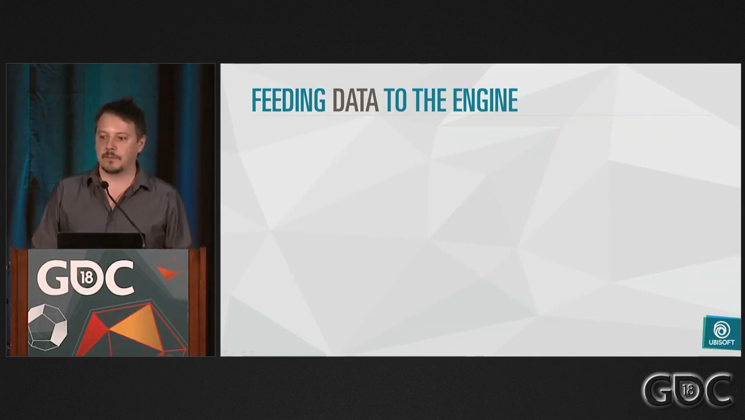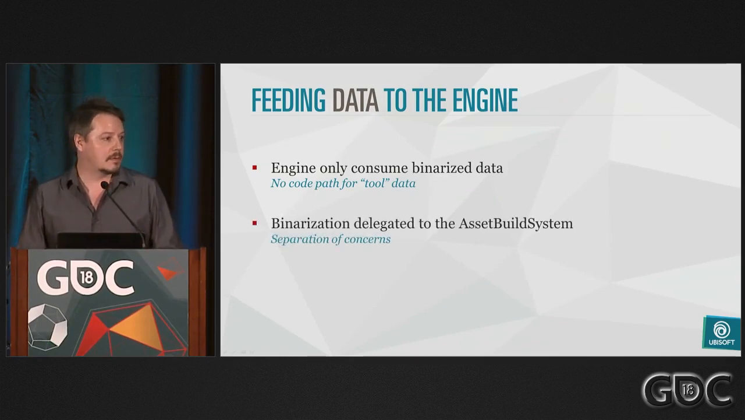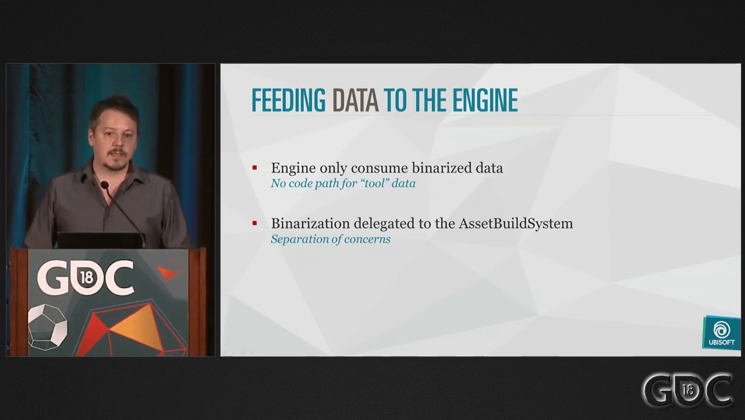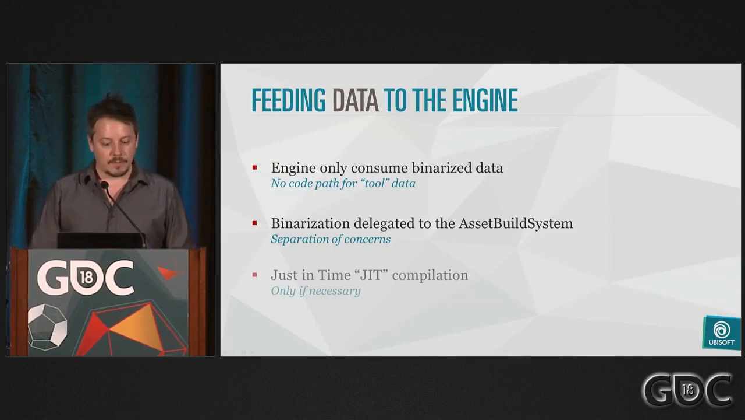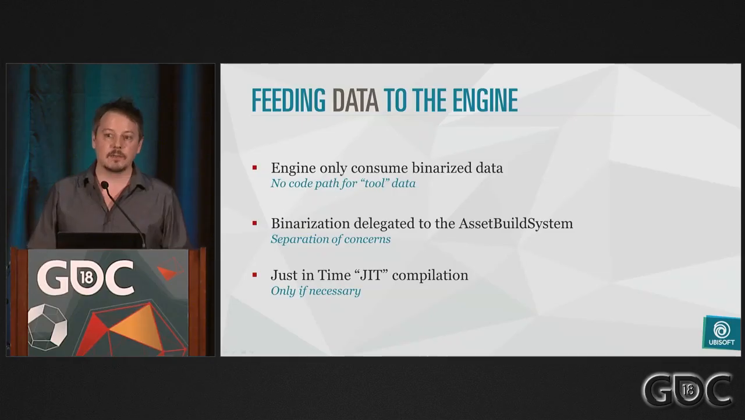We have one big difference, though, compared to web services software. We need to feed back the data that we're producing to the engine. As I said before, we only want the engine to consume binarized data. So this data needs to be converted on the fly, and this is where the build system comes into play. We need an asset build system that will do the conversion from the source data to the binarized data. Having a third component like that also allows you to do some JIT compilation, just in time. So whenever the engine requires an asset, it can ask the build system to build this asset. This asset then will be ready just in time whenever required by the engine.